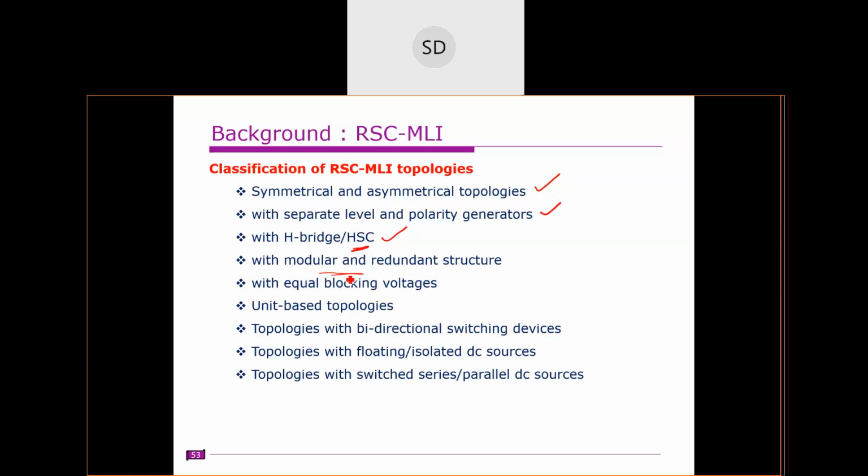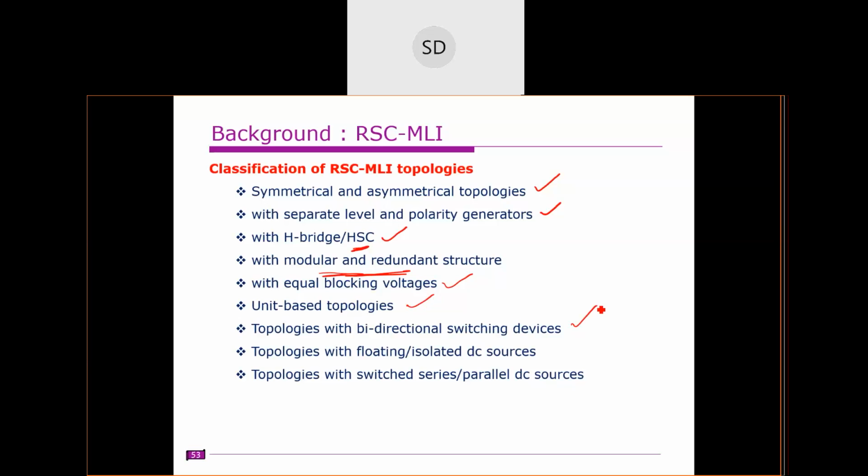Then modular and redundant structures: the structure must be modular and it must be redundant. Redundant means that to obtain one voltage level we must have several options, that is, several switching paths must be present to obtain a single voltage level. Then topologies with equal blocking voltages, meaning the blocking voltages of the switches must be equal, so it must be unit based. We'll discuss what unit based means.